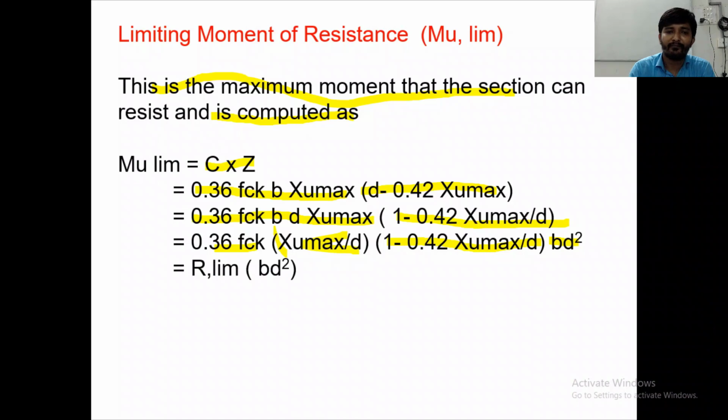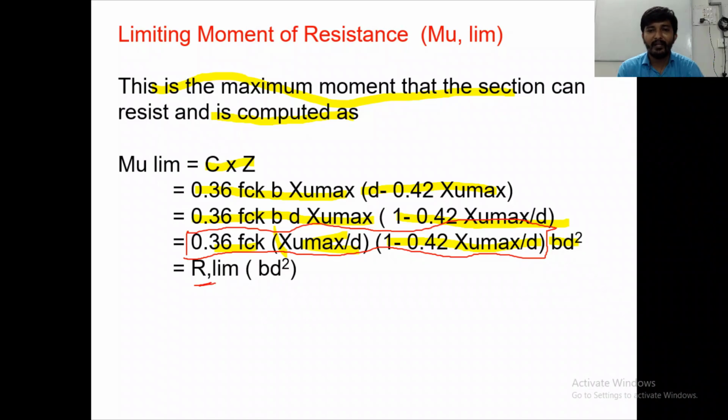So now this portion which I am going to box out here, this part which I am writing in the red color box, you can replace it by R limiting value. So R limiting multiplied by BD square.